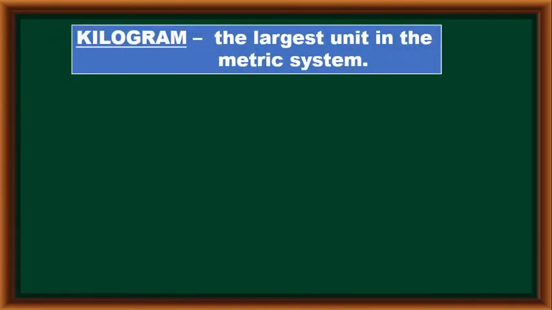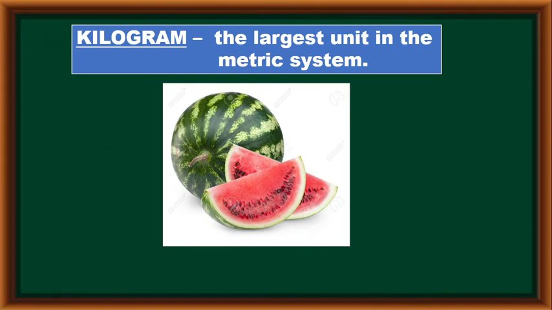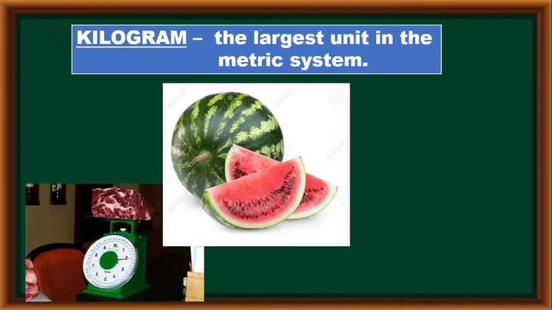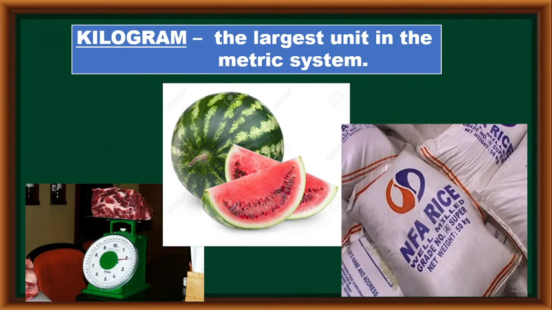Okay, kilogram is the largest unit in the metric system. Just like watermelon. Kilogram ang ginagamit niyan. 1, 2, or 3 watermelons, kilogram ang ginagamit. We have also our meat products. We have sack of rice, kilogram. Okay, just like 50 kilograms, 25 kilograms, and so on. So you can estimate how heavy 1 kilogram is.